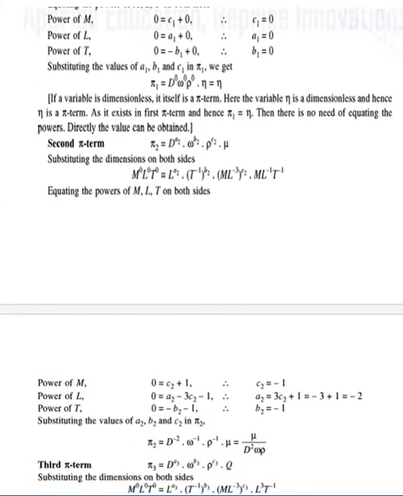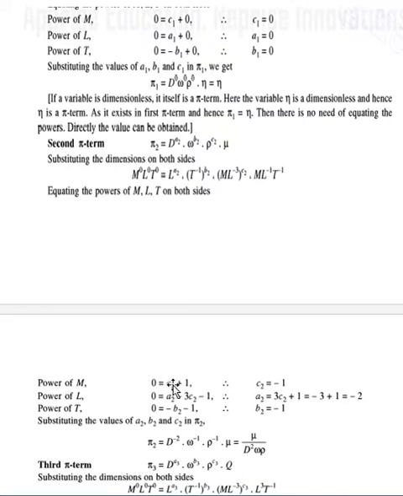Then equating the power of M, L, T on both sides. First, equating the power of M: left hand side power of M is 0, right hand side M to the power 1 into c2 means only c2, and here is M to the power 1, so c2 plus 1, therefore the value of c2 is equal to minus 1. Then equating the power of L on both sides: left hand side L to the power 0, right hand side a2, second, minus L to the power minus 3 into c2 means minus 3 c2, and here L to the power minus 1 means simply minus 1.